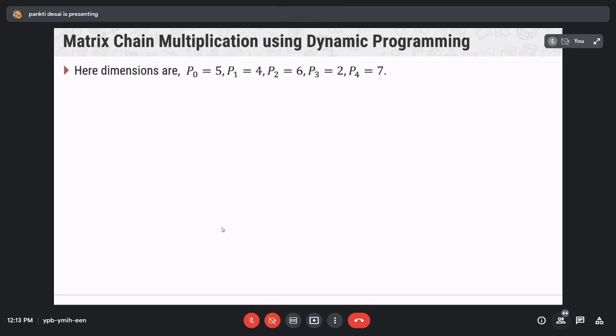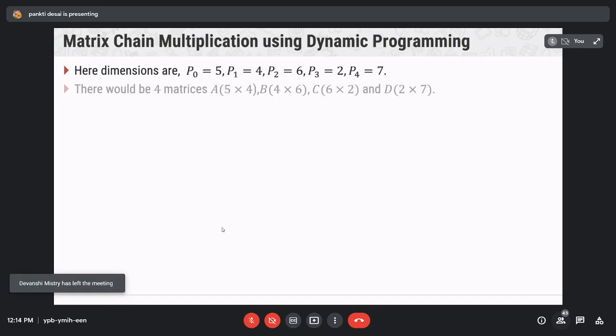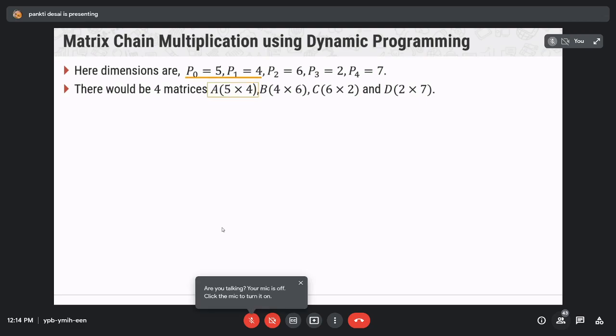Now, here are the dimensions for the matrices. P0 is equal to 5, P1 is equal to 4, P2 is equal to 6, P3 is equal to 2, and P4 is equal to 7. So using these dimensions, we can create the four matrices. A is 5 cross 4, using P0 and P1. Using P1 and P2, create B 4 cross 6, C 6 cross 2, and D 2 cross 7. So, like this.